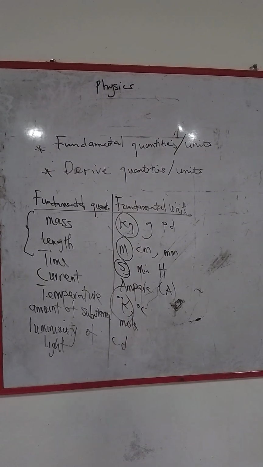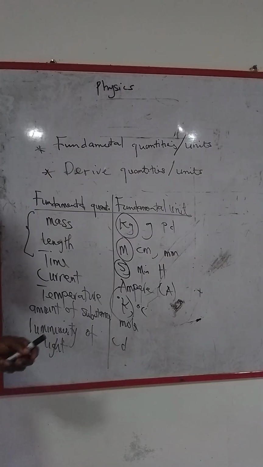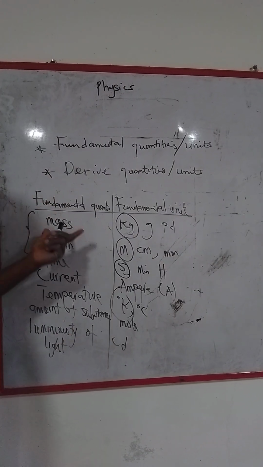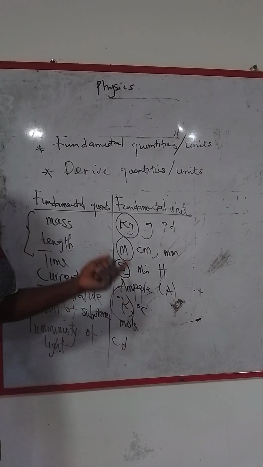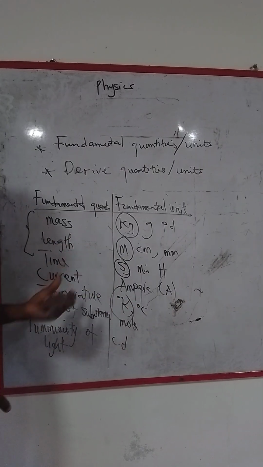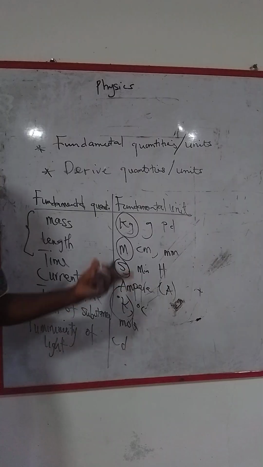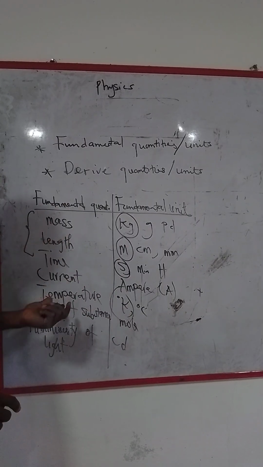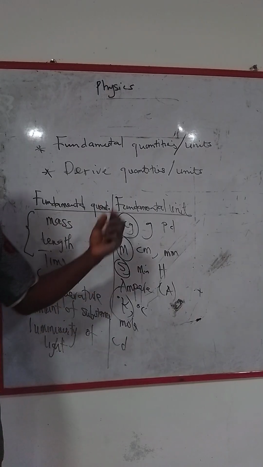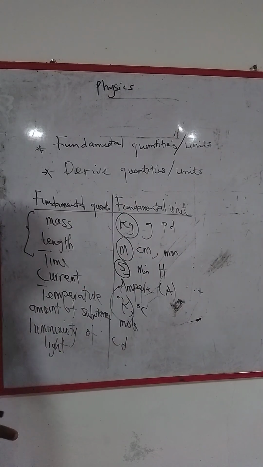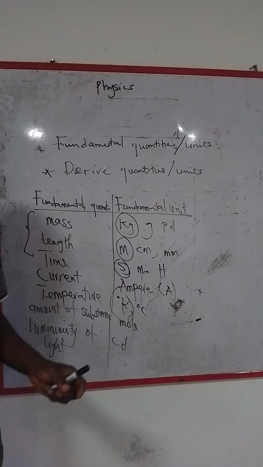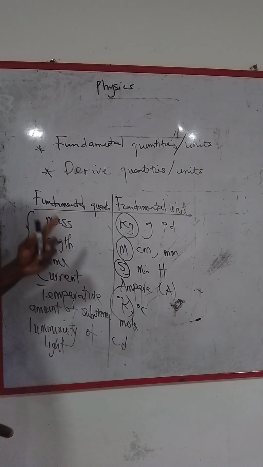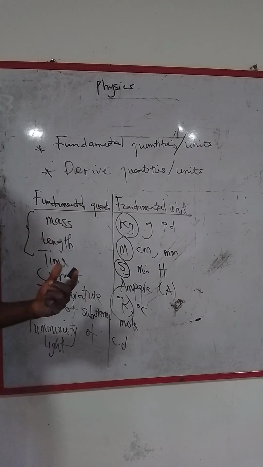So you can see that we've been able to analyze all the fundamental quantities and their units. We must know that we have the quantities, and we equally have the what? The units. I want to clean the board so that we can talk about derived quantity and units.